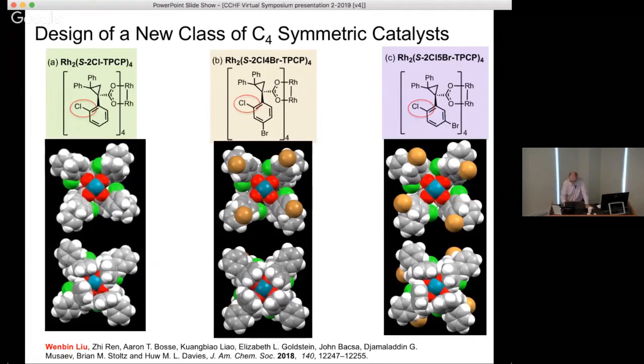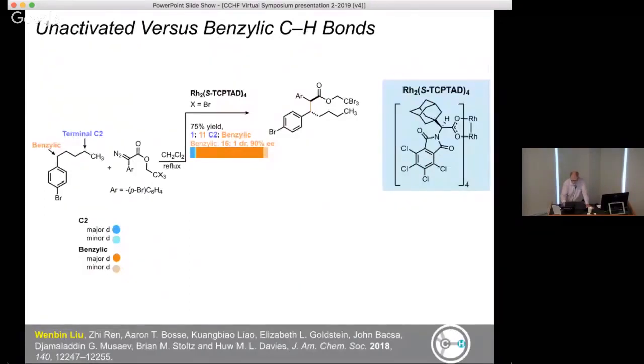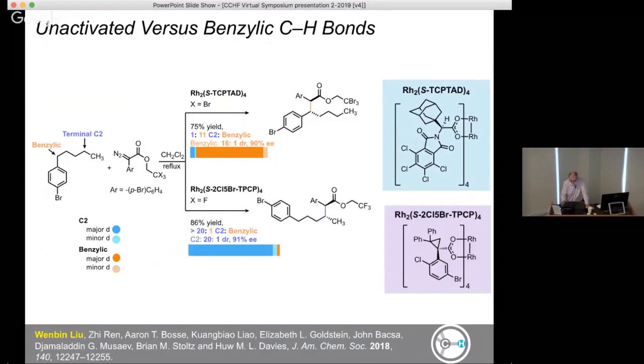And of these catalysts, the one that's best in terms of enantioselectivity is the 5-bromo derivative. That sort of breaks the C4, not breaks the C4 symmetry, but results in differentiation between the 2 sides when the carbene binds to that rhodium. And so with that catalyst, just to illustrate what you can do in this benzylic versus the terminal C2, a standard catalyst like rhodium tetrachlorophthalimide, not surprisingly, does a really good reaction at the benzylic site. But when you use this new class of catalysts, you can see all the blue, that's the amount of the material that's going with attack at the terminal C2.